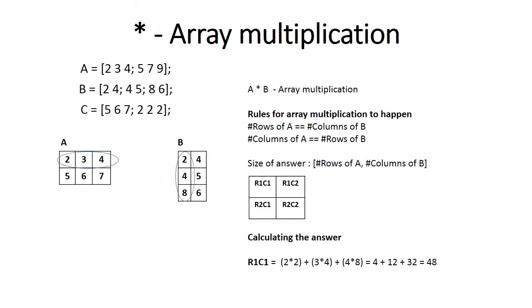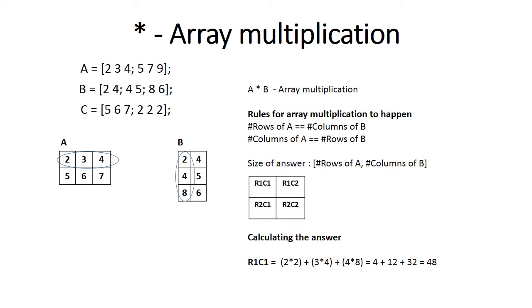The first operation I'm looking at is that of array multiplication. The rule for array multiplication to be legal is that, in this case, the number of rows of A must be the same as the number of columns of B, and the number of columns of A must be the same as the number of rows of B. The size of the answer is the number of rows of A, the one on the left hand side, and the number of columns of B, the one on the right hand side. So you'll end up with an answer which has 2 rows and 2 columns.